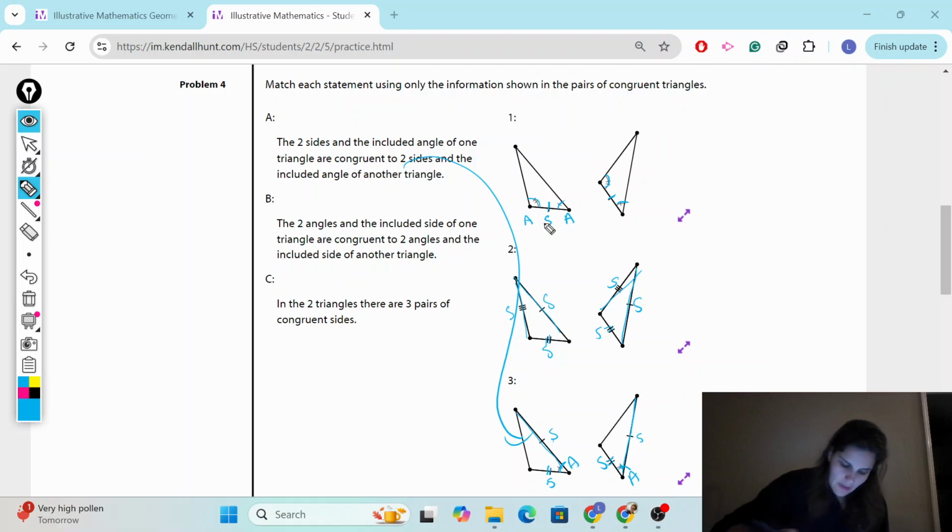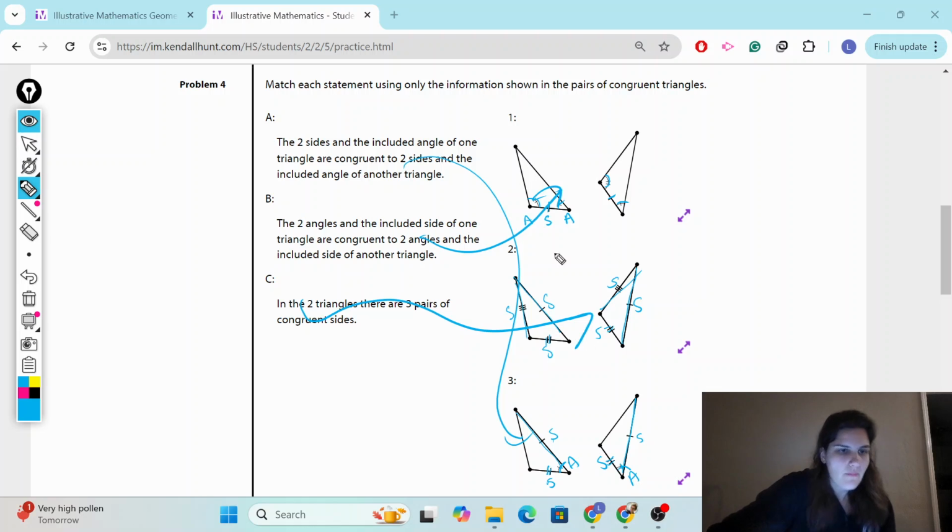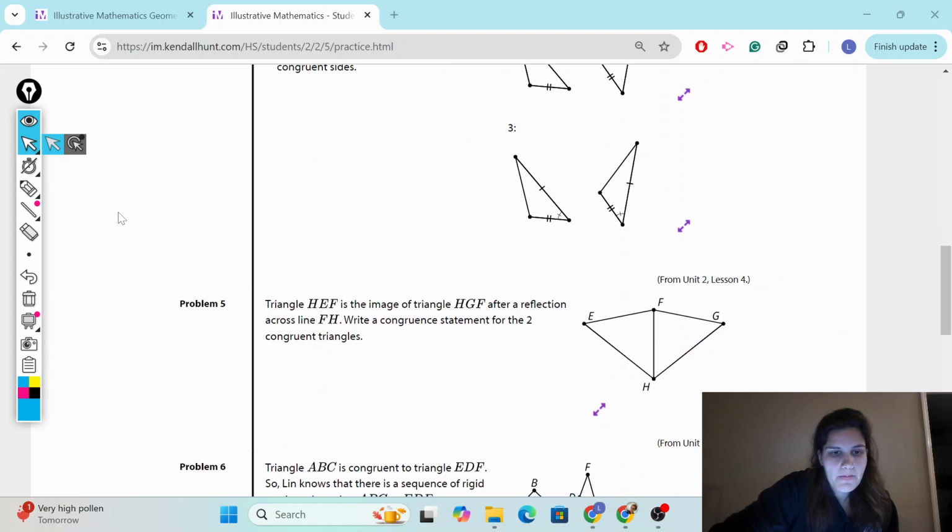Angle, angle, and a side in between. Finally, two triangles, there are three pairs of congruent sides. 1, 2, 3, 1, 2, 3. And we're done. I always like marking up my triangles first because that helps me visualize it better.